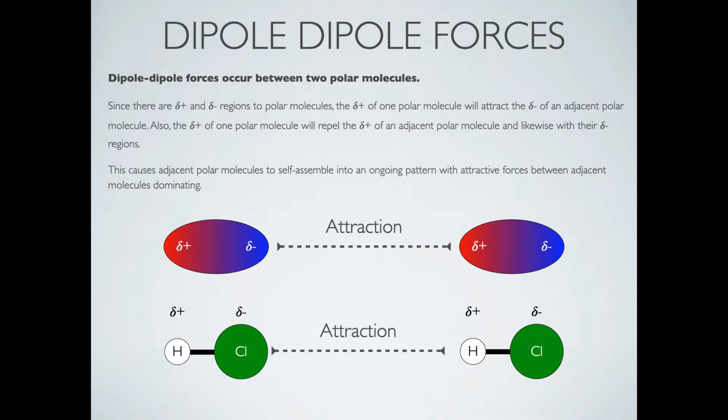Since there are partial positives and partial negatives on polar molecules, the partial positive of one molecule will attract to a partial negative of a nearby molecule, and also the opposite way around. So this causes polar molecules that are close to each other to kind of self-assemble into an ongoing pattern with attractive forces between the adjacent partial positives and negatives.